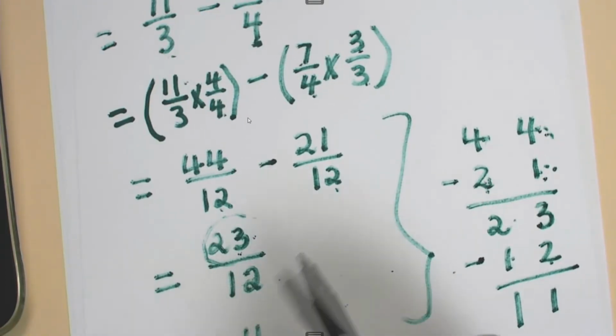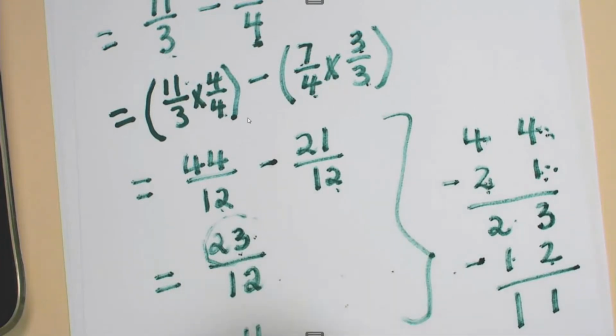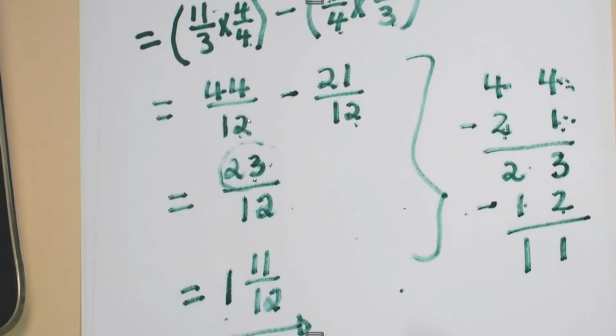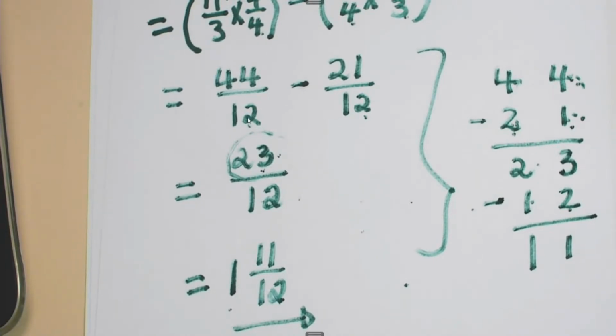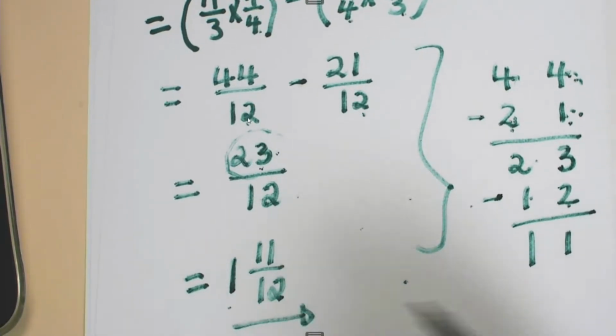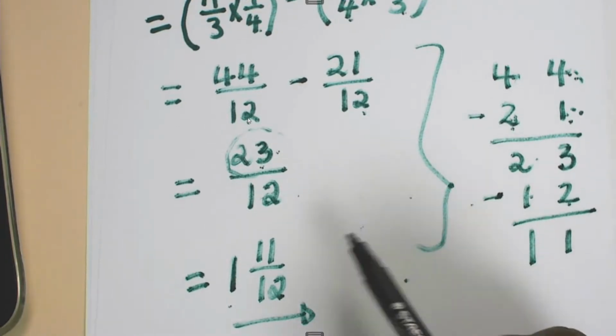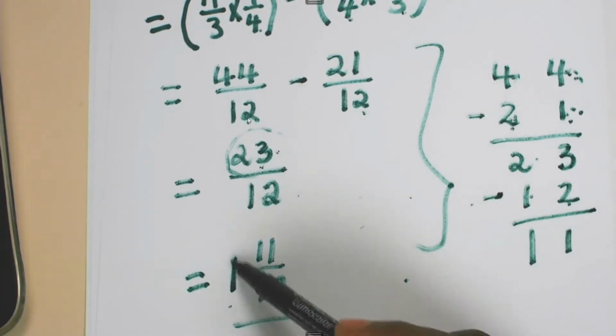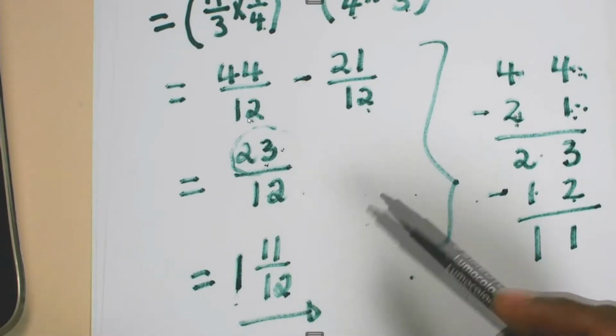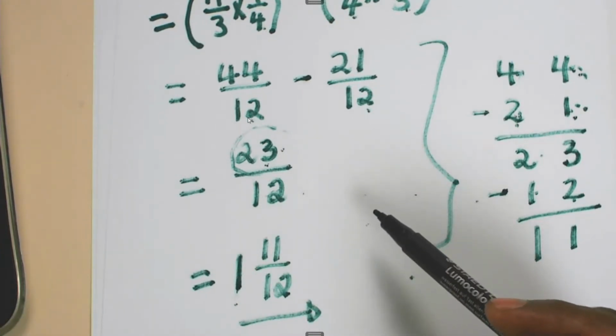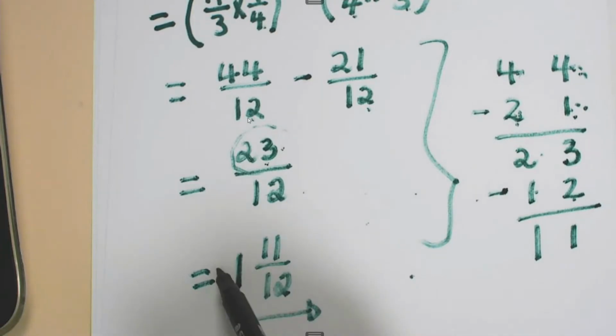Remember, guys, don't forget, you are still simplifying, and your answer must always be in a mixed number form. It may not be more than a mixed number. So it has to be in a mixed number form. We said 12 goes into 23 once. So this one comes here. If it was to go into 23 3 times, then here it would have been 3.